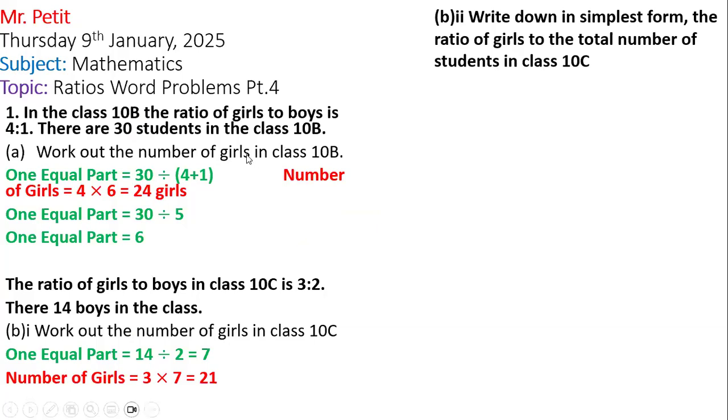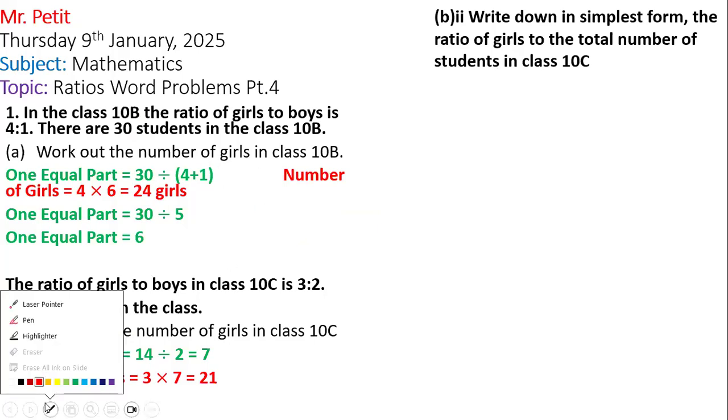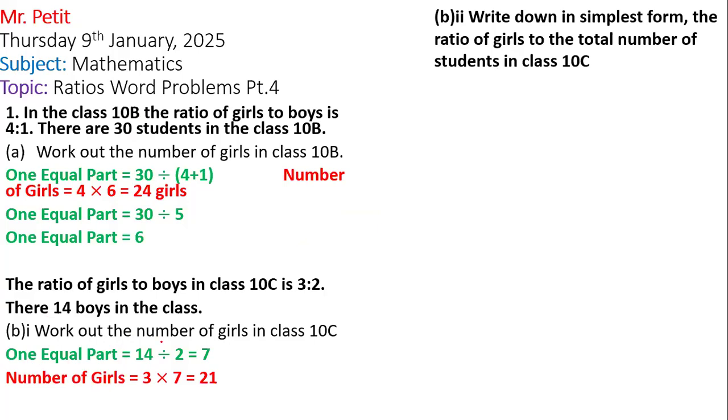And so what do we have? The ratio of, and it has to be in the exact order. Girls to total number of students.